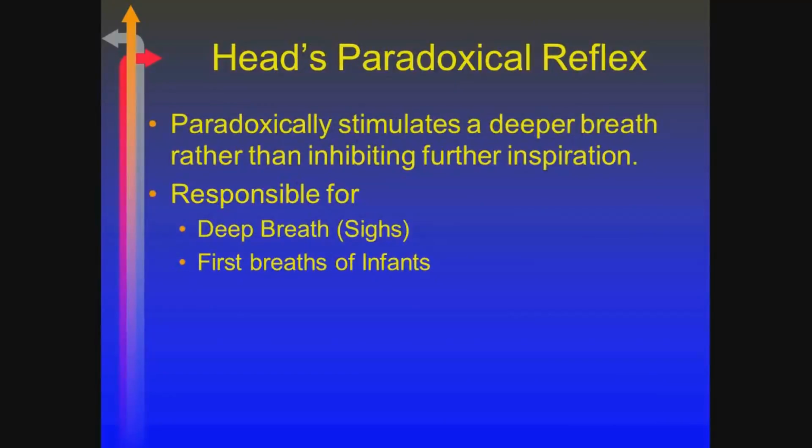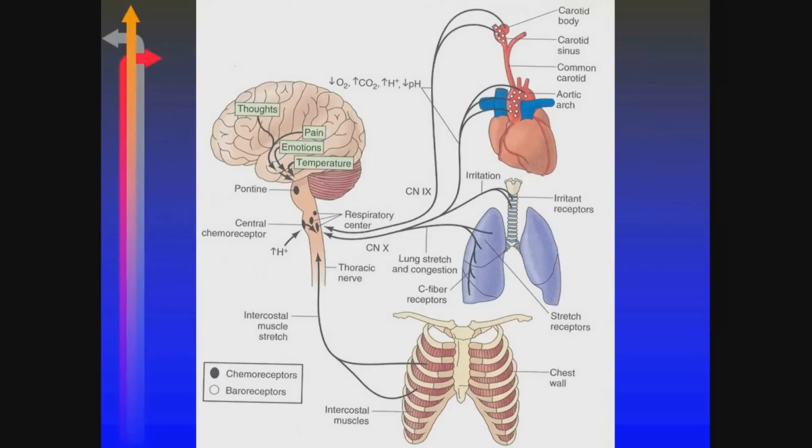And I think this is the last one, the paradoxical reflex of Head. I don't know who Head is, but he was somebody who first described it. It basically stimulates a deeper breath, which can account for what we think goes on when you have a sigh or a yawn or something along that line. It also apparently has something to do with the initial breath that is created when you are first delivered outside of mom. Okay.